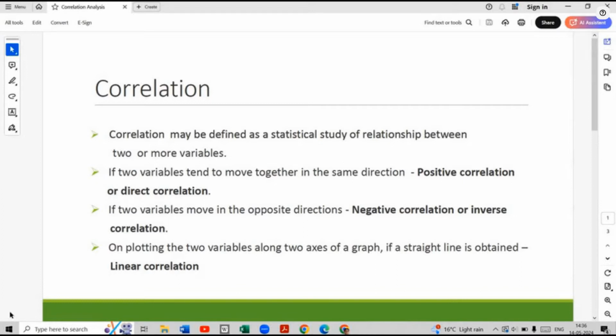If we make a plot of the two variables on the two axes of a graph and we obtain a straight line, then it is referred to as linear correlation, or if not, it is a non-linear correlation.